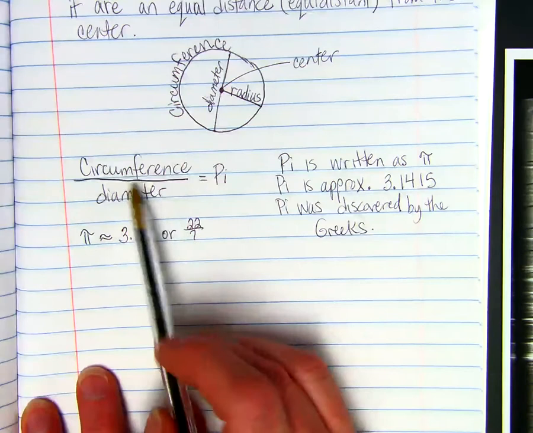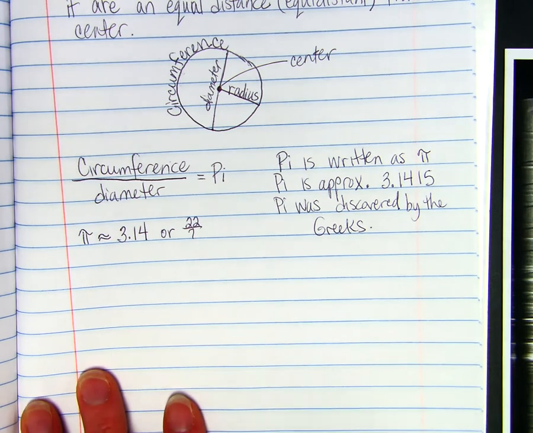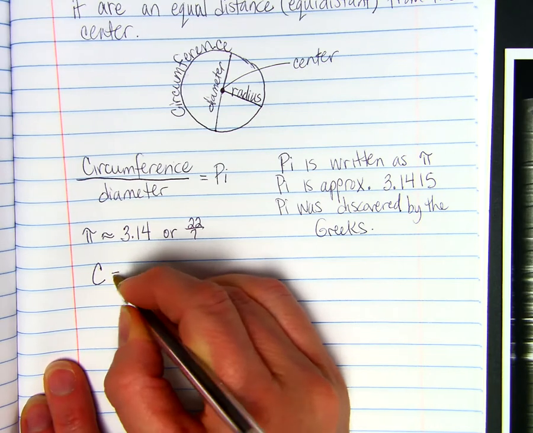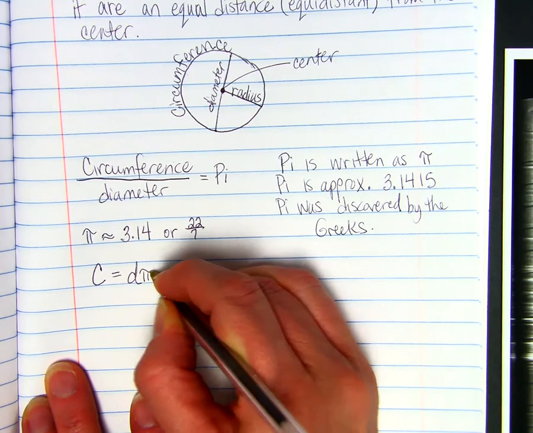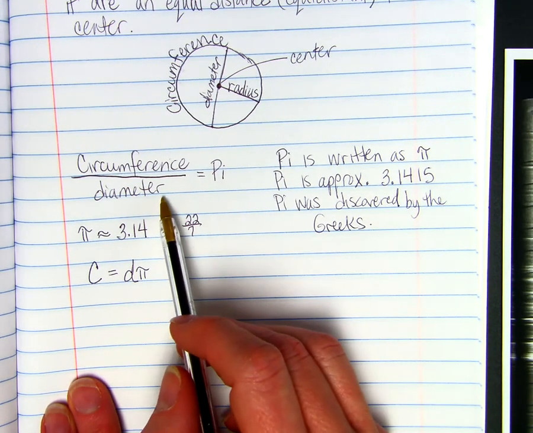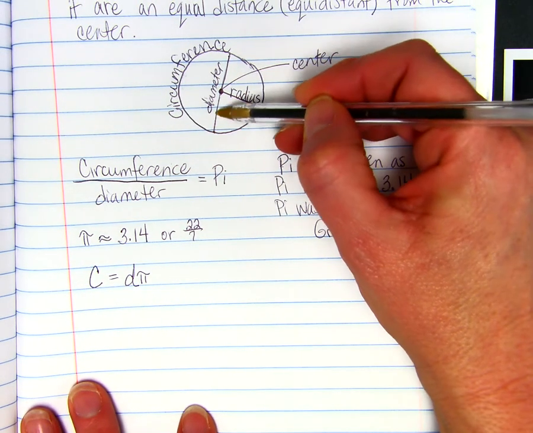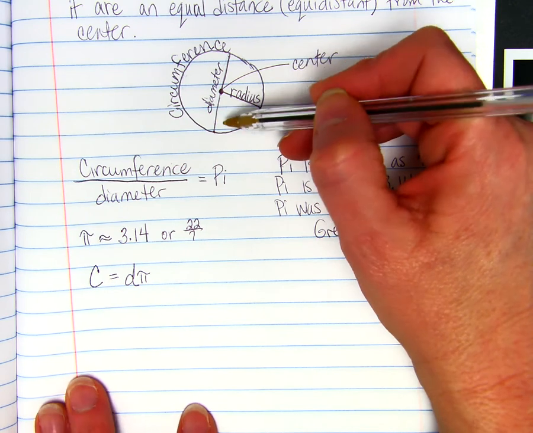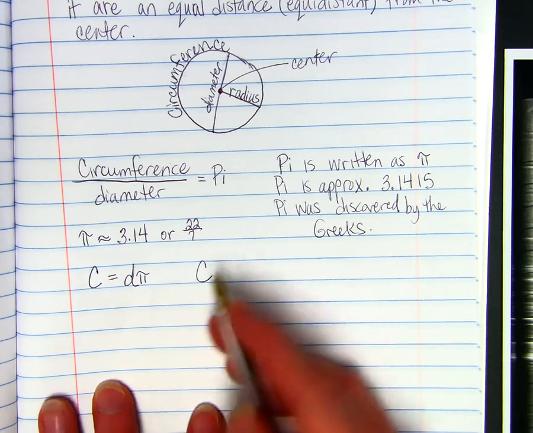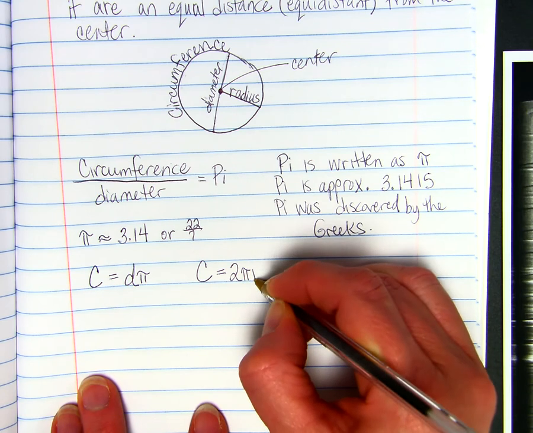So if we want to find the circumference, we can multiply these two numbers together and that'll give us our circumference. So we like to have a formula. We just take the diameter times pi. So if you multiply pi and the diameter, you get the circumference. You can find this distance by taking diameter times the number pi. Or since the diameter is 2 radii, you can do 2 times the radius times pi.